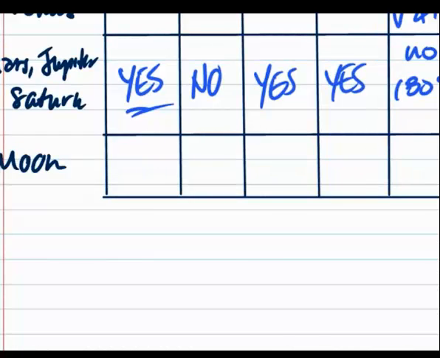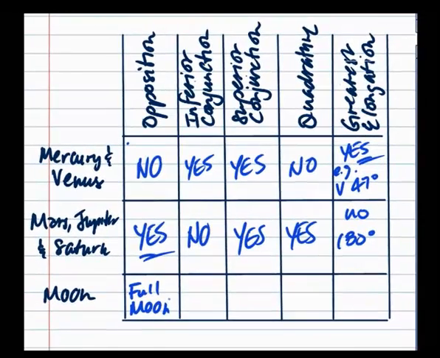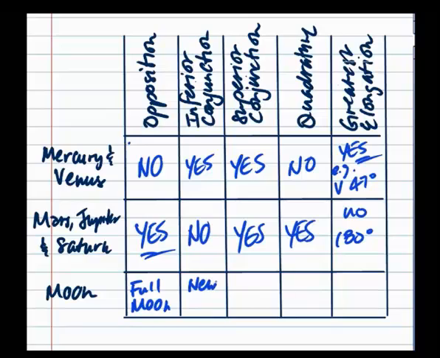So let's finish our chart here. We said that the moon is in opposition with the sun once a month, and that would be a full moon. Is the moon in inferior conjunction? Yes. Turns out that's called a new moon. And was the moon in quadrature? Yeah, it sure was. A first quarter and a third quarter moon were in quadrature.